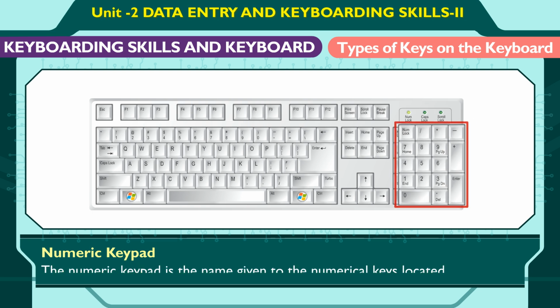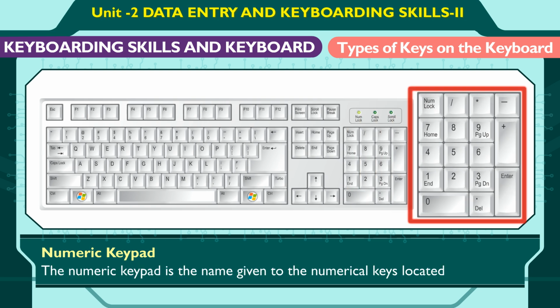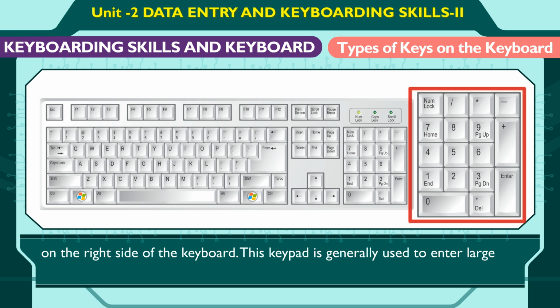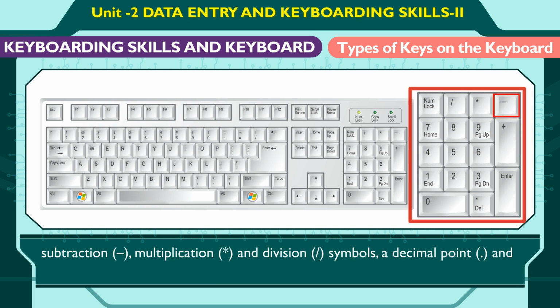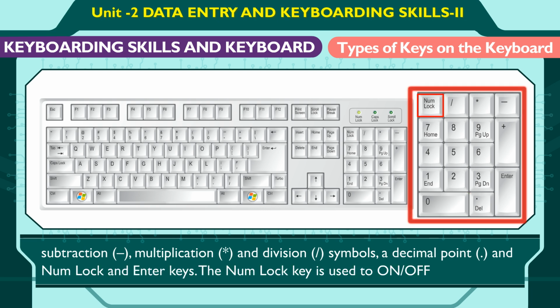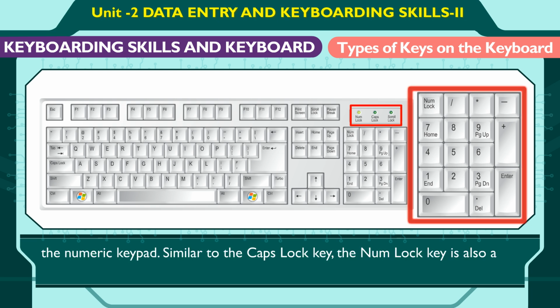Numeric keypad. The numeric keypad is the name given to the numerical keys located on the right side of the keyboard. This keypad is generally used to enter large numeric data. It contains numbers 0 to 9, mathematical symbols like addition, subtraction, multiplication and division symbols, a decimal point, a numlock and enter key. The numlock key is used to turn the numeric keypad on or off.